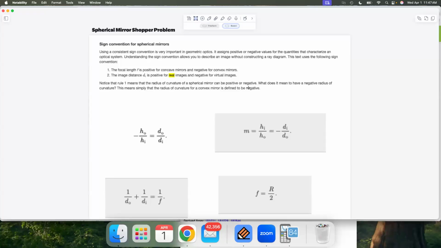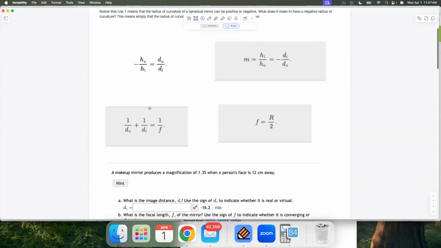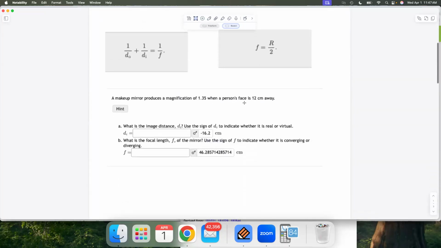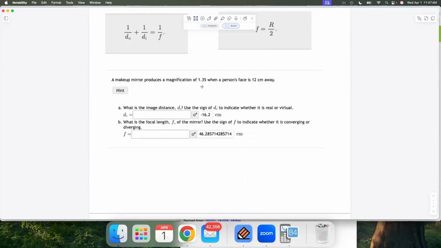Okay, here's another mirror problem. Again, here are all of our sign conventions. Here are all of our equations. We've got a makeup mirror that produces a magnification of 1.35 when some object is 12 centimeters away.